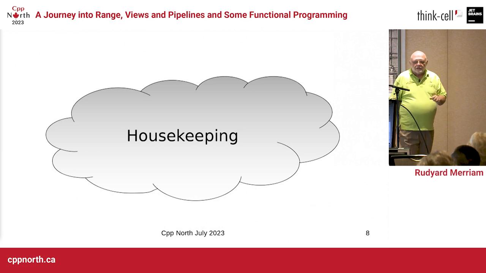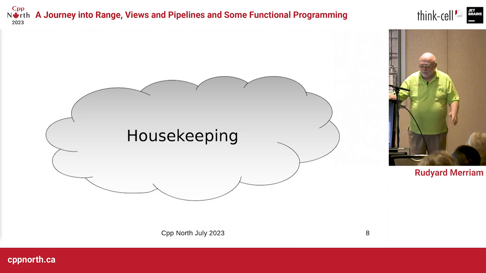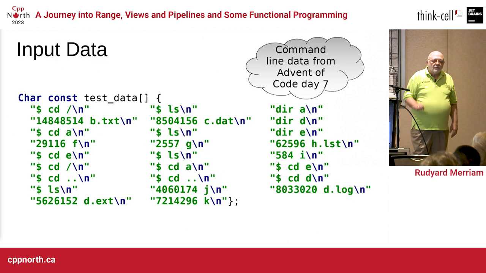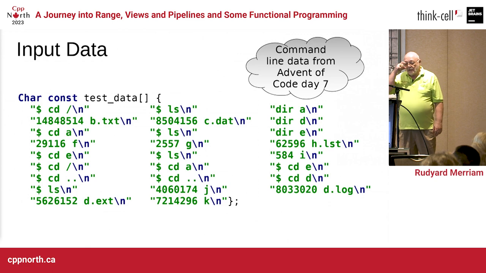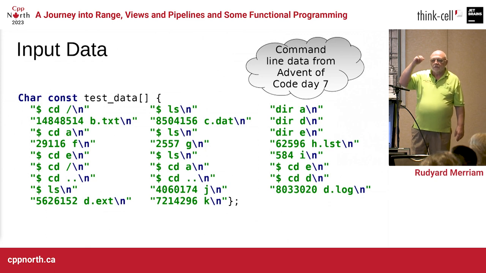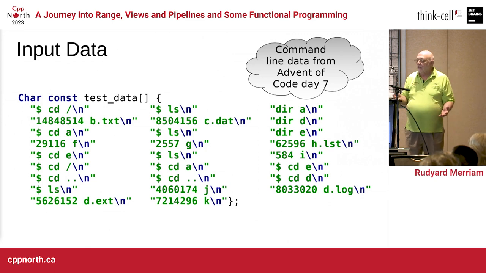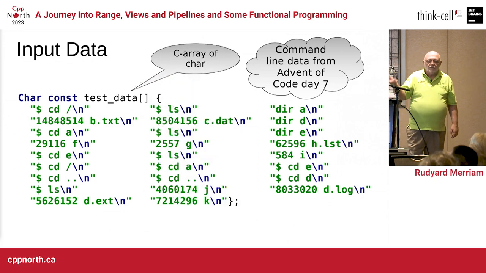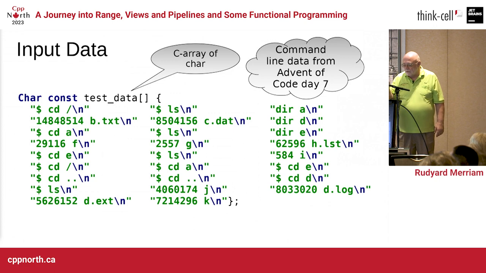Okay, just before we get started, some housekeeping, because I'm going to walk through basically a project here. This is from the Advent of Code, day 7. It was basically a command line exercise where you had change directory, list the directory, get the directory names, get the file names, that sort of thing. This is a C array of characters. Important to keep that in mind.